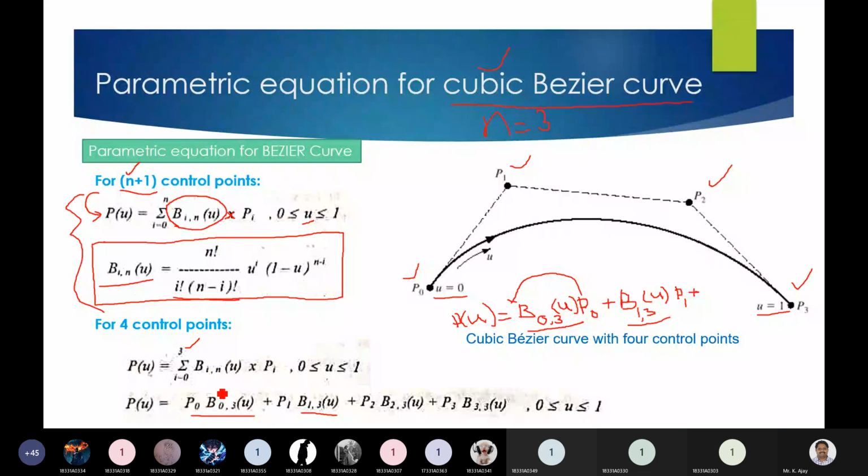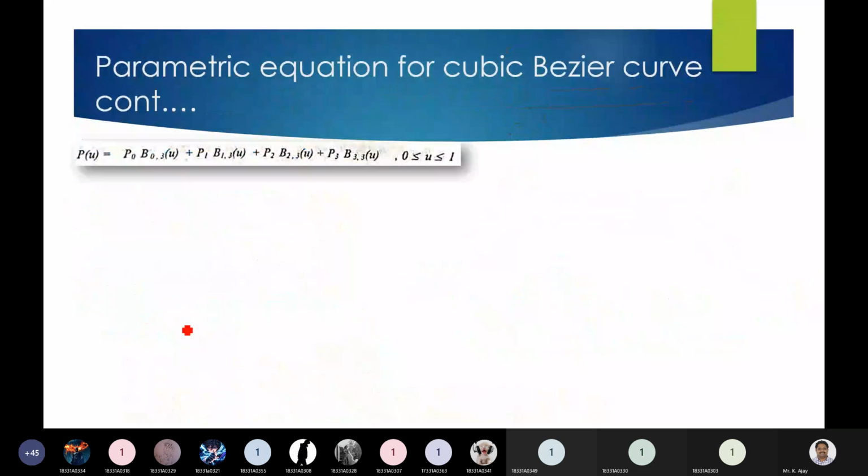So now I need to calculate all these Bernstein functions, right? So how to calculate these functions? Use this formula. For example, if you want to calculate B03 of u, go to the next slide. So this is the formula, right? This is the expansion of the sigma form for cubic Bezier curve, and this is the Bernstein function.